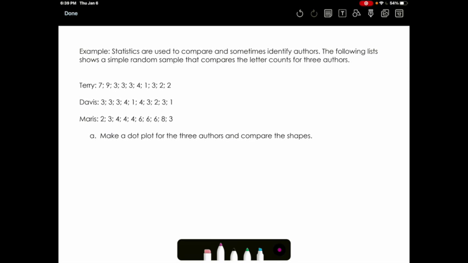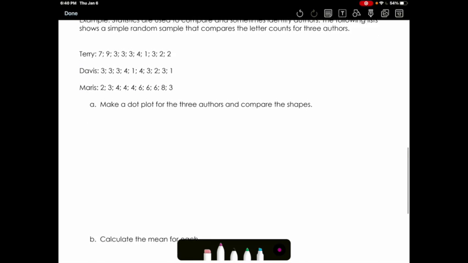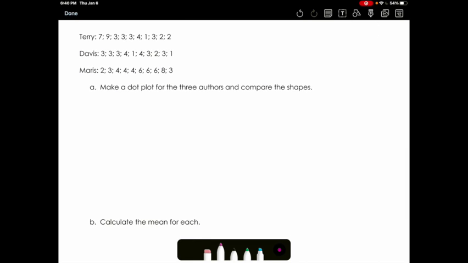Now, this example that I pulled from the book is going to help us draw conclusions on how the shape of the graph is related to the location of the median and the mean. So we're going to draw some graphs for this example. So we have 3 sets of data here, one for Terry, one for Davis, and one for Maris. And so in the first part, we're supposed to make a dot plot for these 3 data sets, and then we're going to look at the shapes of them.